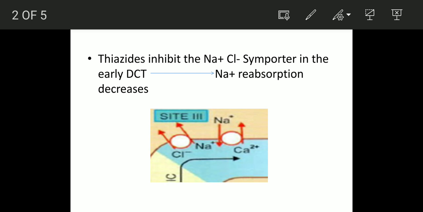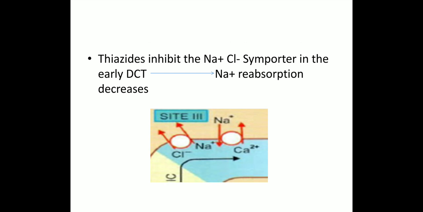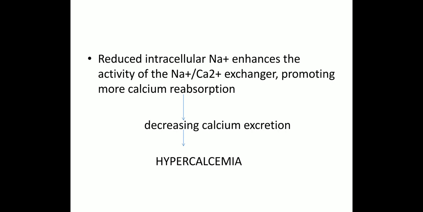It has a sodium chloride symporter, and from this symporter sodium and chloride ions are reabsorbed in the tubules. So thiazide inhibits this sodium chloride symporter, so that there is no absorption of sodium ion. So sodium ion reabsorption decreases, and this causes reduced sodium ion concentration intracellularly, and that enhances the activity of the sodium calcium exchanger.